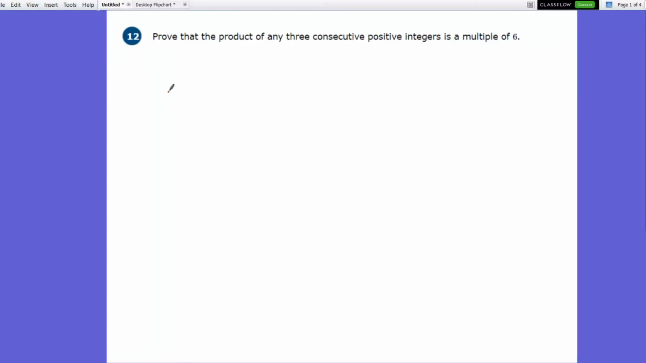Hi team, Mr. Rator here, looking at chapter 1, which is on proofs and mixed practice. Question 12 says prove that the product of any three consecutive positive integers is a multiple of 6.